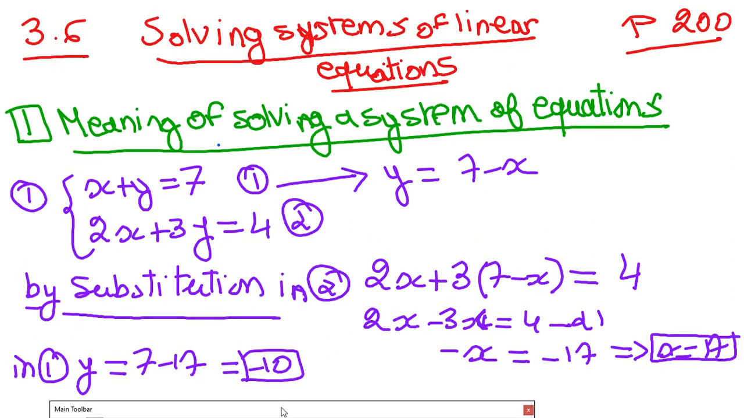Today we'll start the new lesson 3.6. It's about solving a system of linear equations. The first part in this lesson is: what is the meaning of solving a system of equations?